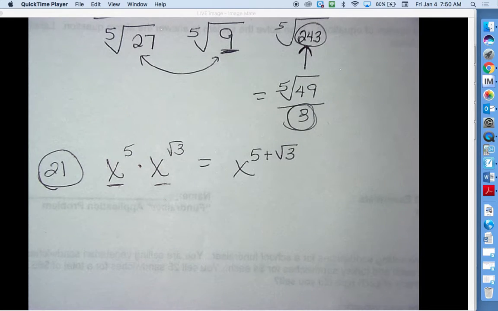In your packet, if you can turn to section 6-2 again.